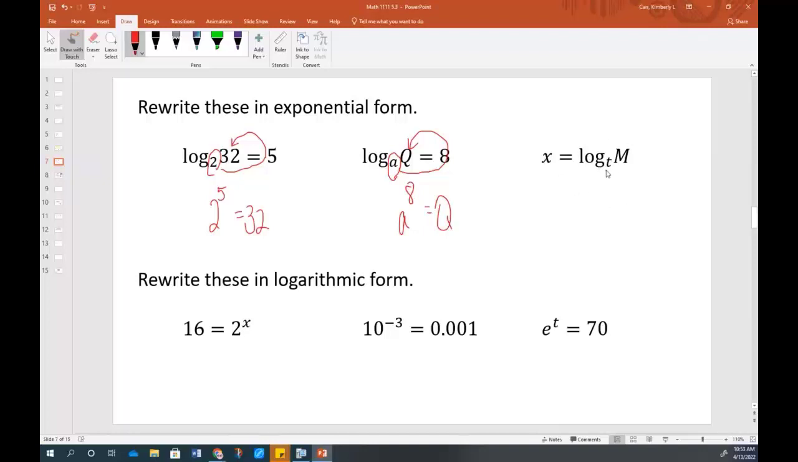This one's written the other direction, but I'm still going to use the same idea. Across the equals and then back. So T to the X equals M. Now these are not in logarithmic form, so I will use a log every time I write one of these. But I have to identify the base. I'm going to have a base 2, so it'll be log base 2 of 16 equals x.